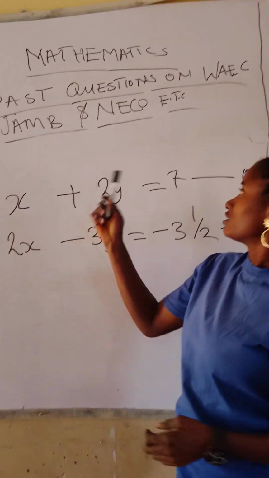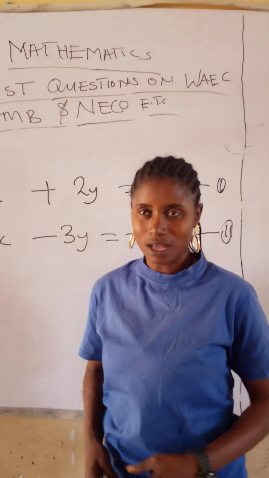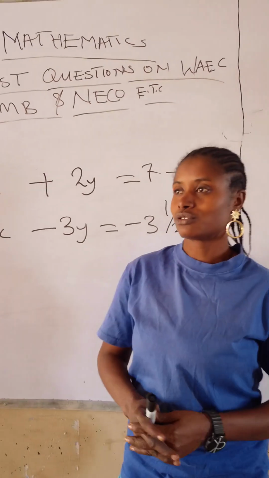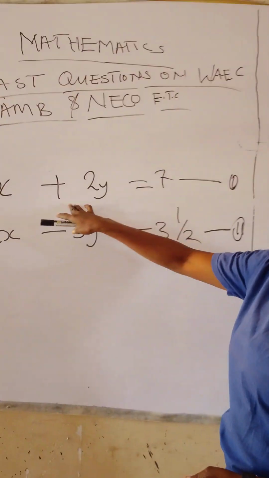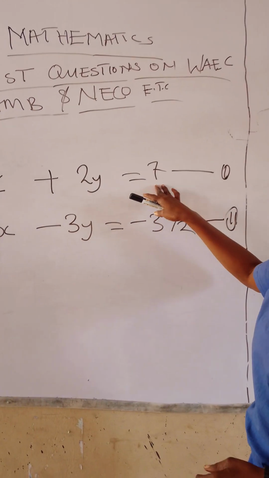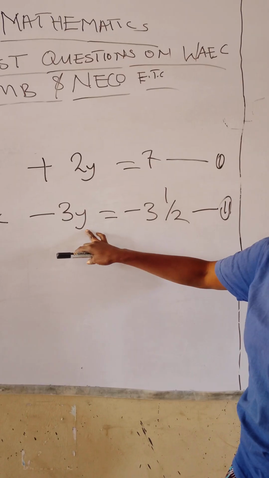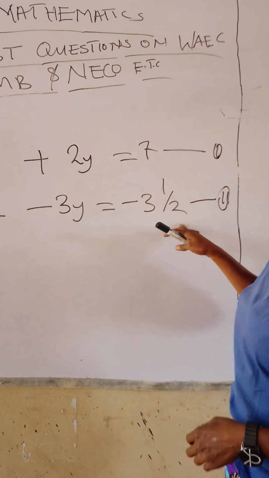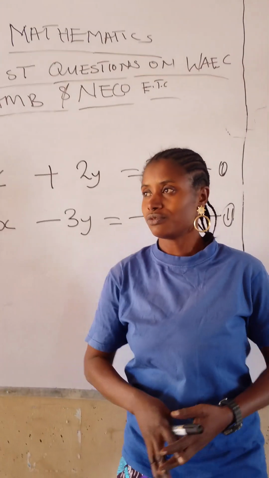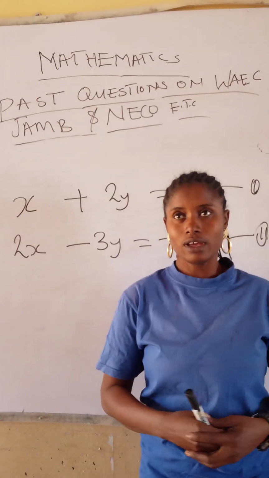We'll be looking at past questions on JAMB, WAEC, and NECO, depending on the type of exam that you are to write. So in this type of equation given to you, x plus 2y is equal to 7, 2x minus 3y is equal to minus 3 and 1 over 2. If you are given this type of equation, this question is from simultaneous equations.